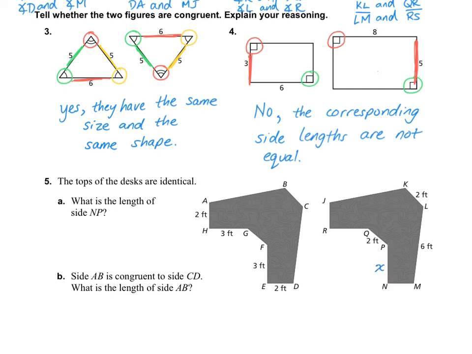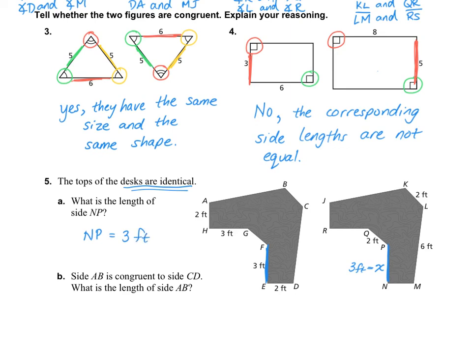I'm going to put an X there because that's an unknown. But we are told that the two desks are identical. So if we look at the corresponding side of NP, it is here, which is EF. And so if those two sides are equal, we know that this NP has to also equal 3 feet. So our answer is that NP is equal to 3 feet.